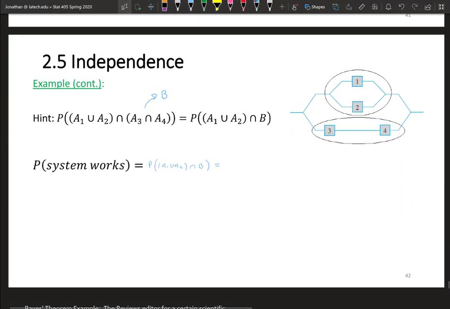All right, so let's look at how we take the probability of this. Well, we could use the distributive laws, right? The distributive laws. Probability of A intersect B, A1 intersect B, union A2 intersect B.